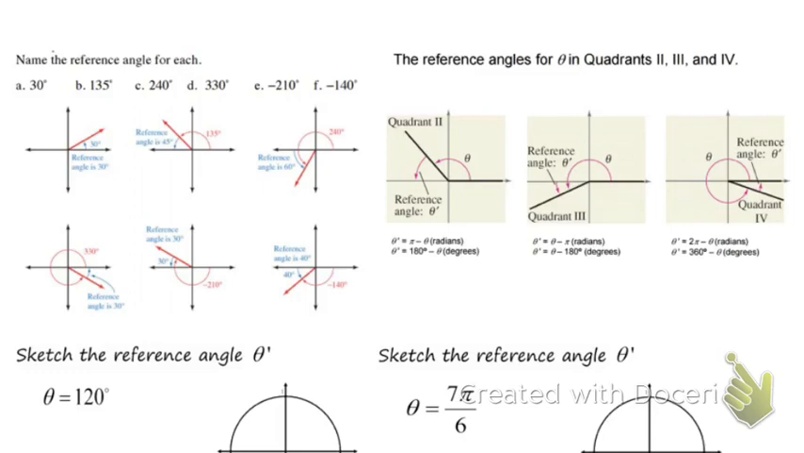For 135, our reference angle is going to be 45 degrees because 135 plus 45 equals 180. For 240, our reference angle is 60. For 330, our reference angle is 30 again. For negative 210, now I want to focus on these.